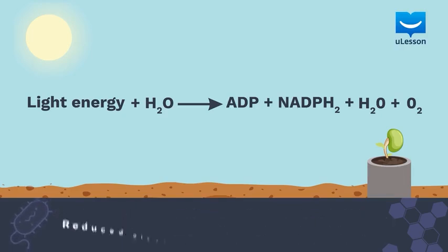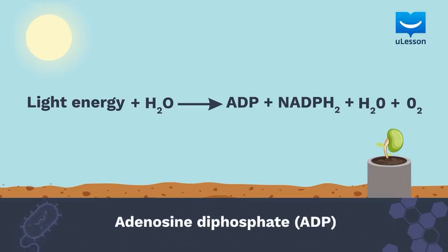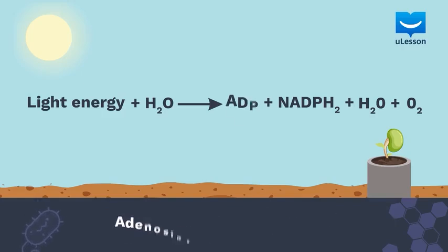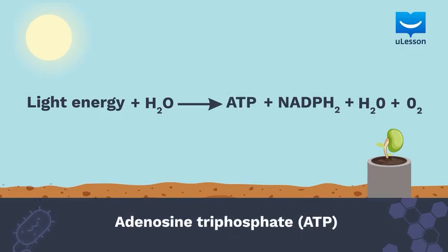They also change adenosine diphosphate, or ADP, to adenosine triphosphate, or ATP. They do this by adding phosphate molecules found in the chloroplast. So adenosine goes from being attached to 2 molecules of phosphate in adenosine diphosphate to 3 molecules of phosphate in adenosine triphosphate, or ATP.